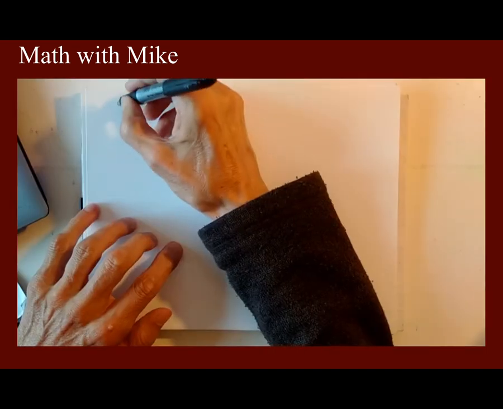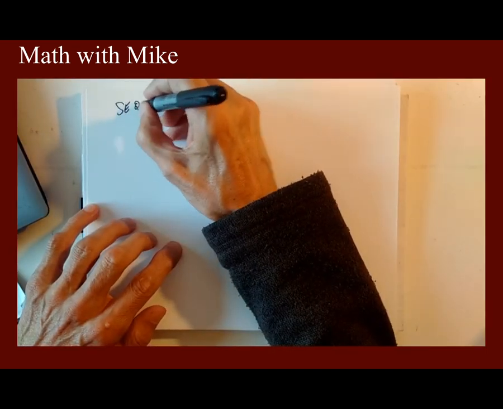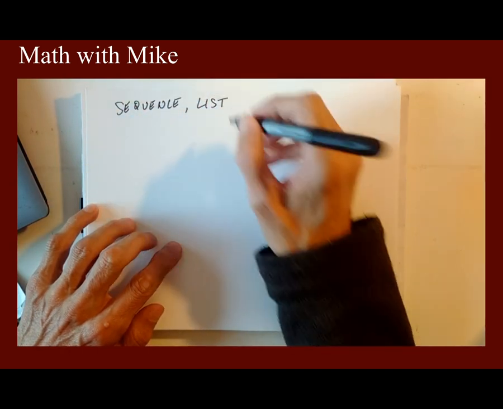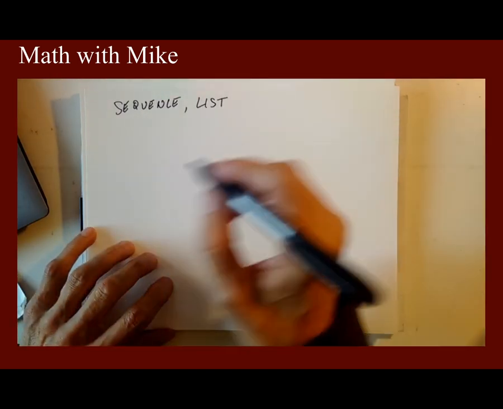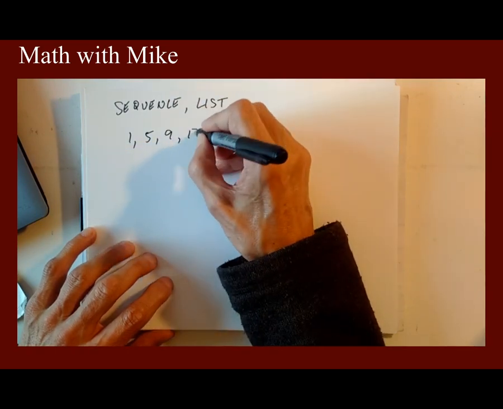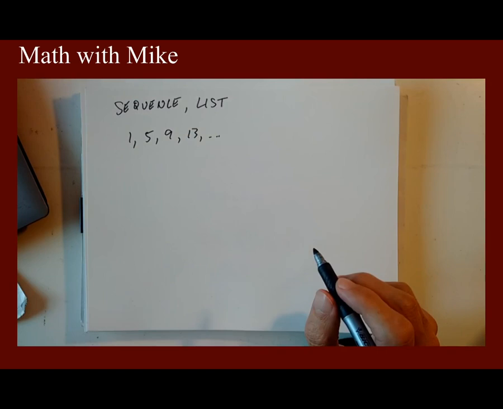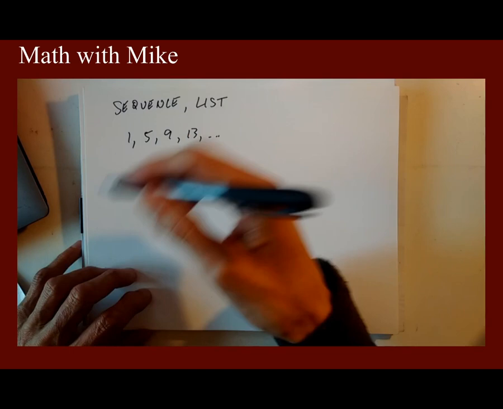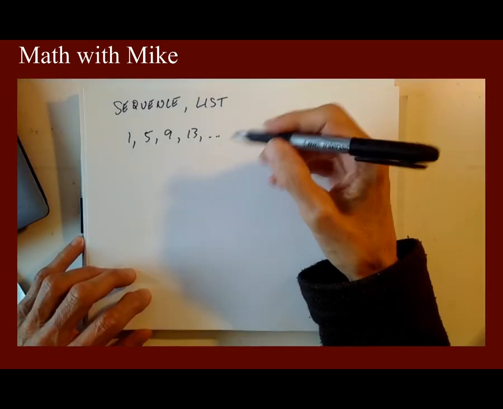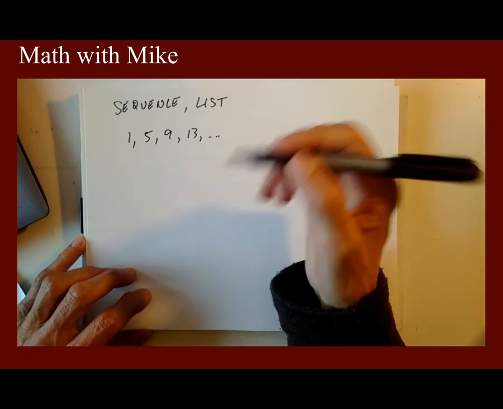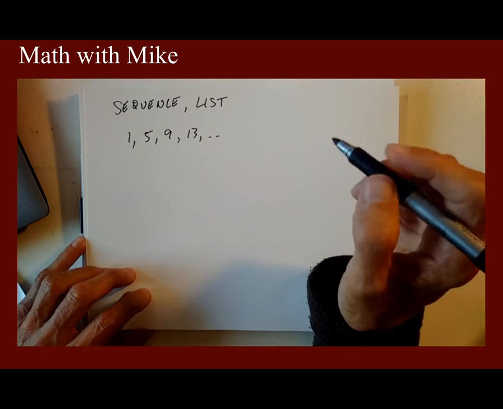First of all, a sequence is just a list. Math term for list of numbers. So here we go: 1, 5, 9, 13, etc., etc. Now, in order to work with these things, we have to have some symbols in order to get some equations or use some equations and do some calculating.